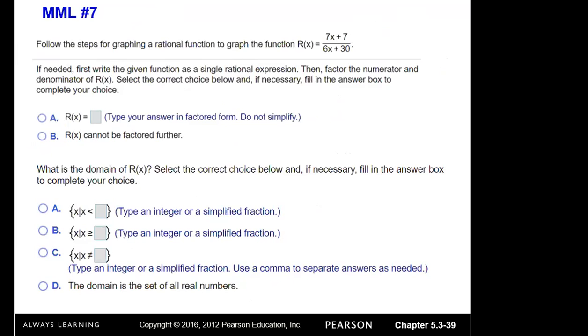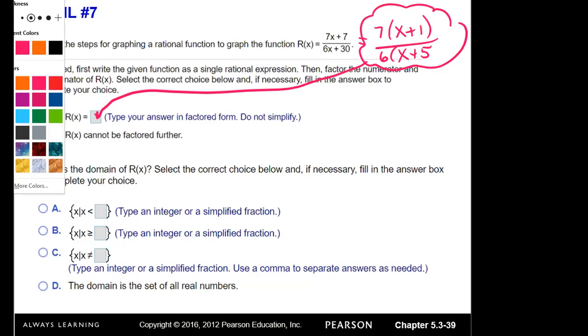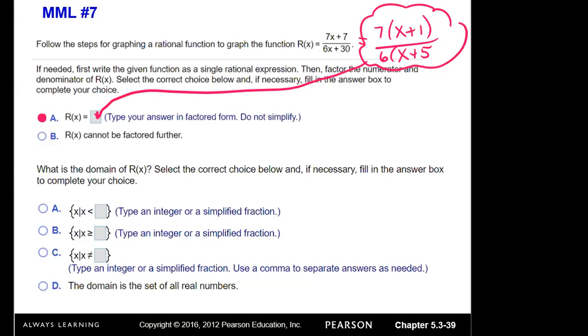So it's going to be choice A, and I can factor out a 7 from the numerator and a 6 from the denominator. So this goes in here. Then it says, what's the domain? So the domain would be the denominator. Sorry, I forgot my parenthesis right there.